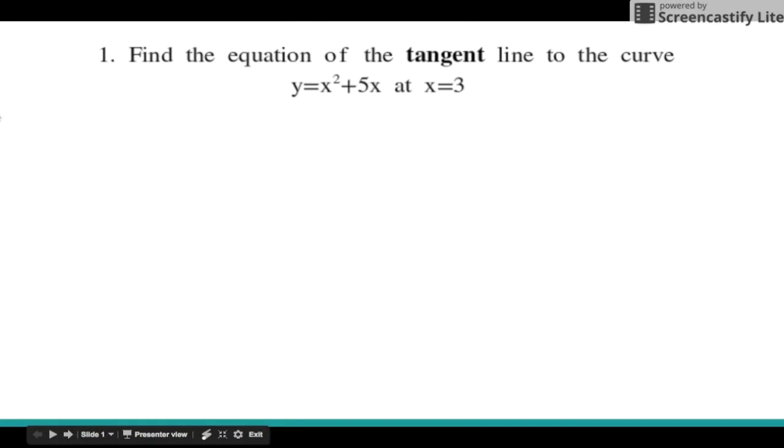So in this video, we're going to practice some problems associated with finding the equations of tangent lines, the equations of normal lines, and the equations of horizontal lines. So beginning with the first problem, we are asked to find the tangent line to the curve at x equals 3.